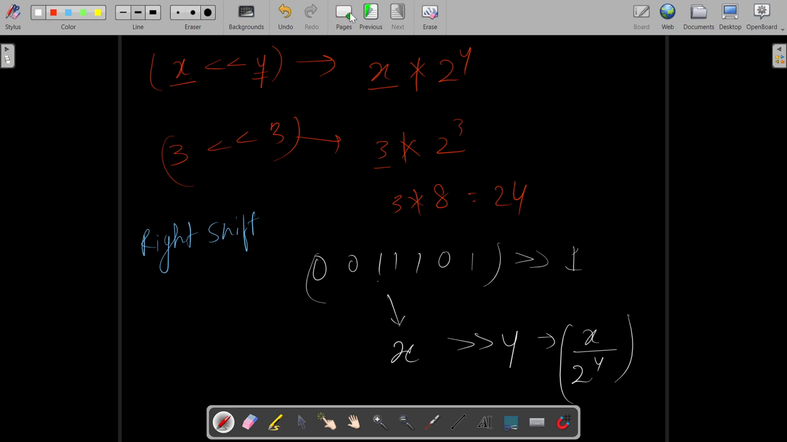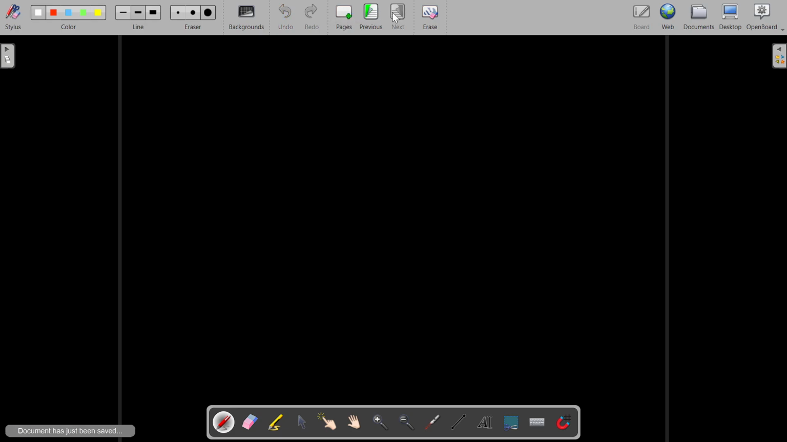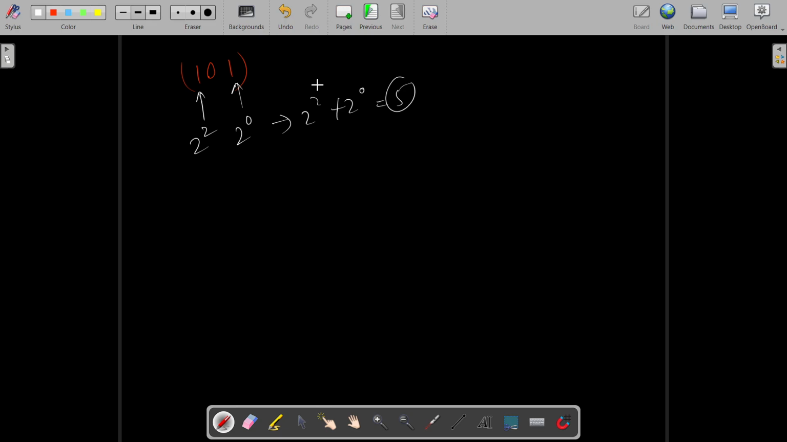Let me tell you how the right shift happens. Let's suppose this is the binary representation. This is 2 raised to power 0 and this is 2 raised to power 2. So the number is 2 raised to power 2 plus 2 raised to power 0, which is 5. So 5 is the number.